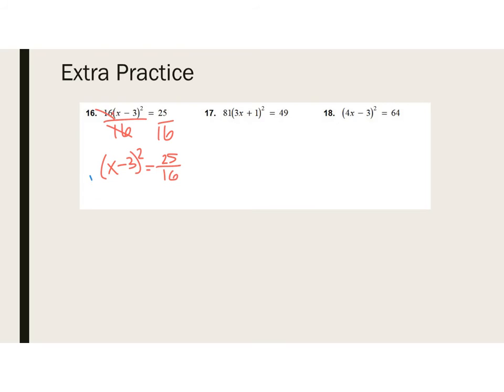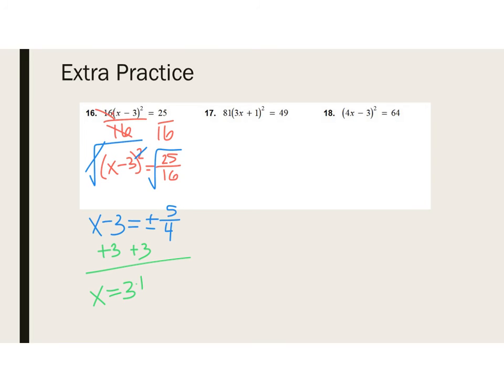Okay, up next, now you're going to square root both sides. Square root and the square cancel, so you get x minus 3. Remember, you're always going to put a plus or minus if you are square rooting a positive number. And the square root of 25/16 is actually 5/4, because you're going to square root at the top and at the bottom. Up next, you're going to add 3 to both sides. So you're going to have x equals 3 plus or minus 5/4.